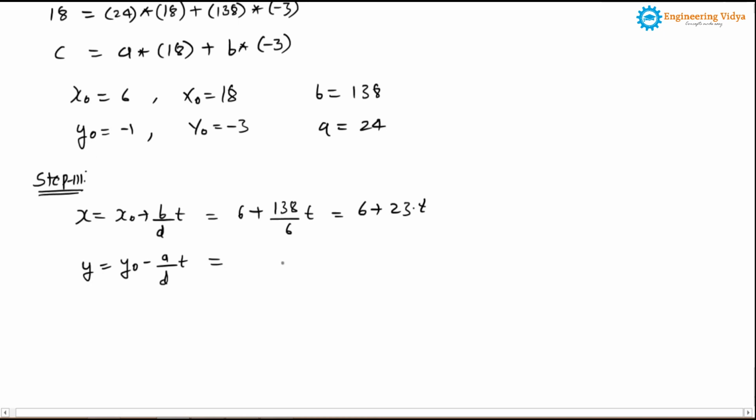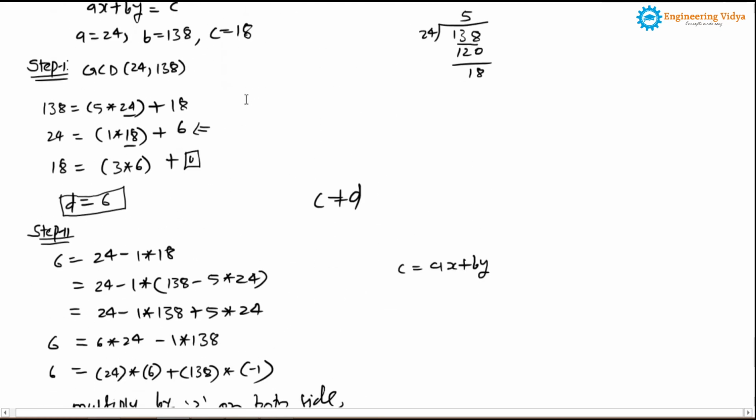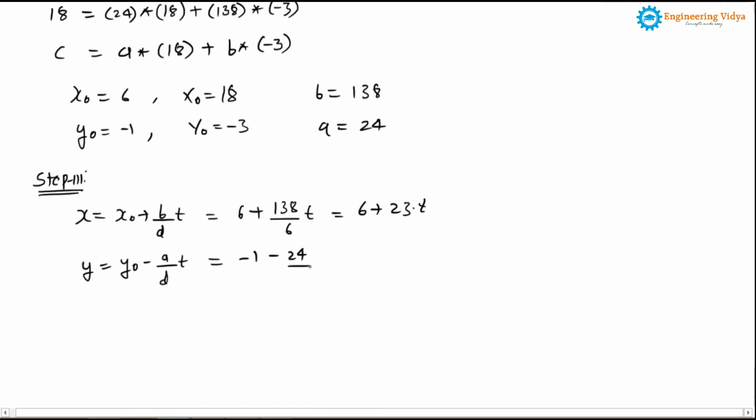Since y0 also we have, and y0 is nothing but equal to minus of 1, then we have a, and a is nothing but equal to 24. Then d, and d we have 6, right? Yeah, d we have 6. So 24 divided by 6 is 4, into t, so it is minus 1 minus 4 into t. Hence we can say small x is nothing but 6 plus 23 into t, and small y is nothing but minus 1 minus 4 into t.